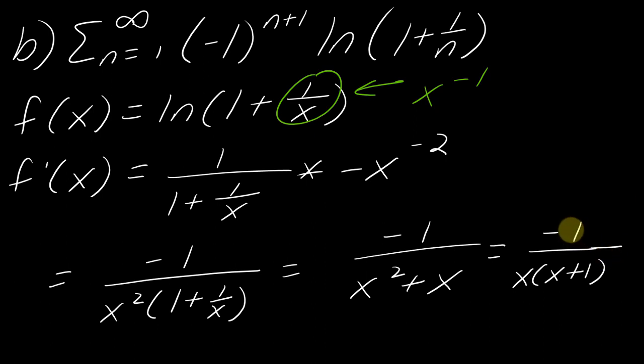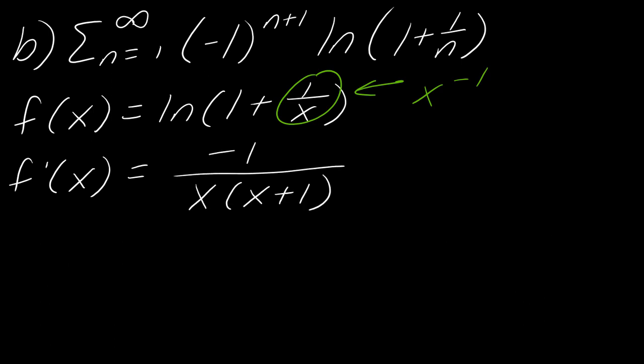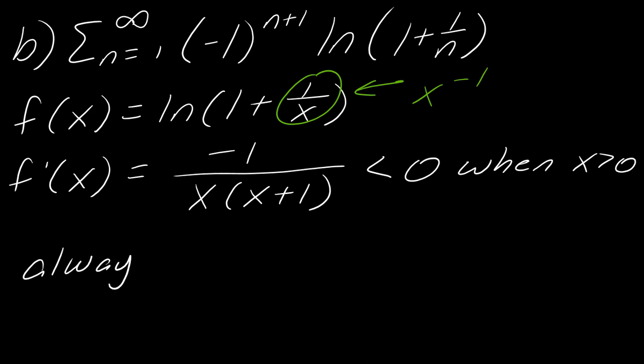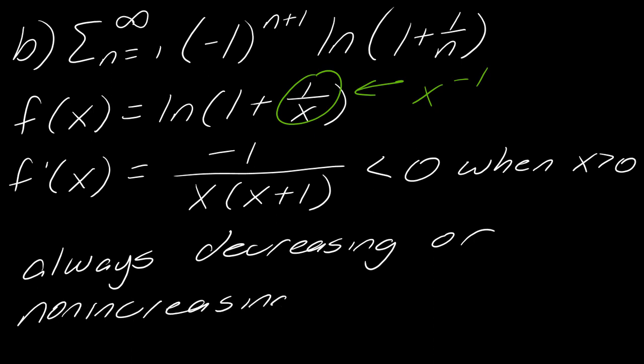For this to be non-increasing, I want to know when this is less than 0. The thing about this function is that when I plug in positive x's, this whole thing will be less than 0 because I have the negative up here. In the context of the series, our series goes from n equals 1 to infinity, so we're only plugging in positive values into this function. So this is less than 0 when x is greater than 0 for sure. What that means is that this is always decreasing, or non-increasing, in this series.